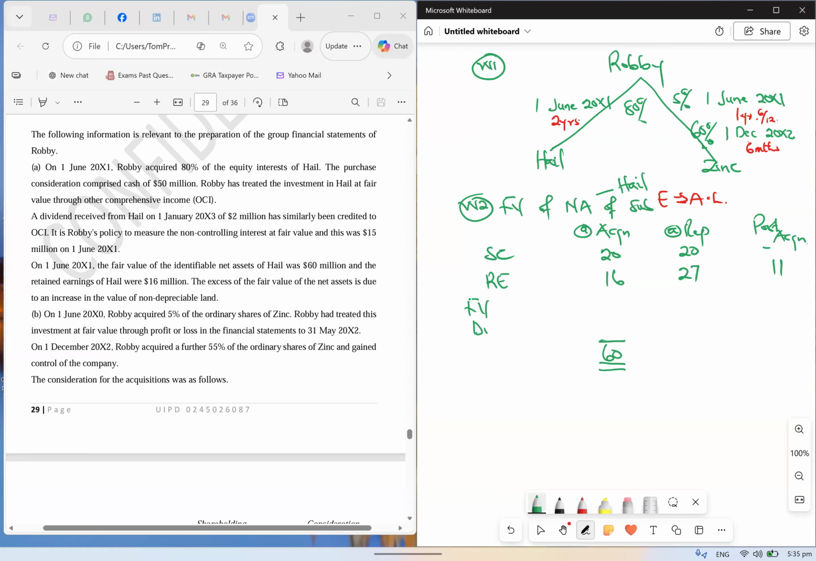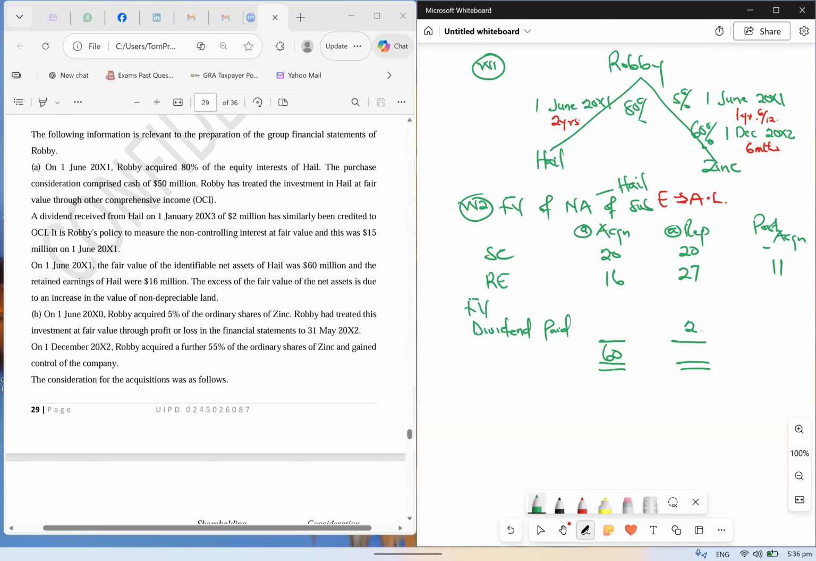Then the dividend paid, it wasn't done on acquisition. The dividend payment was not done on acquisition. It was done at year end, and it is 2 million. You pay by reducing your retained earnings. So therefore, you will correct it by adding it back. So that is that, and so you find the difference.